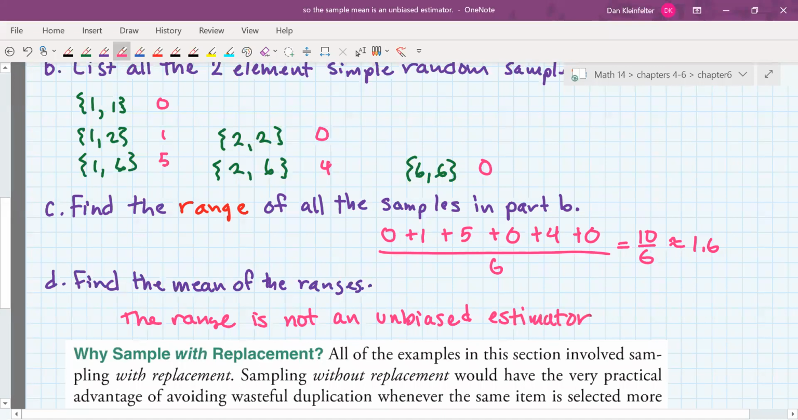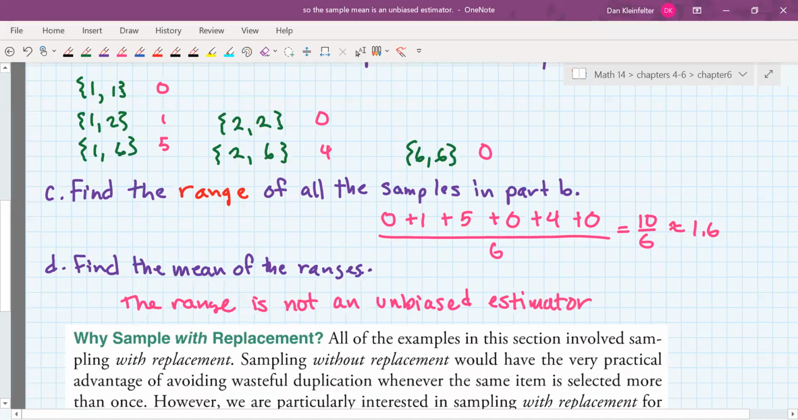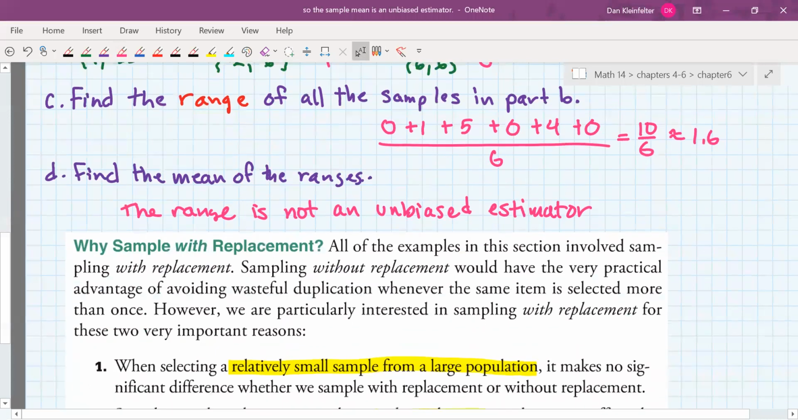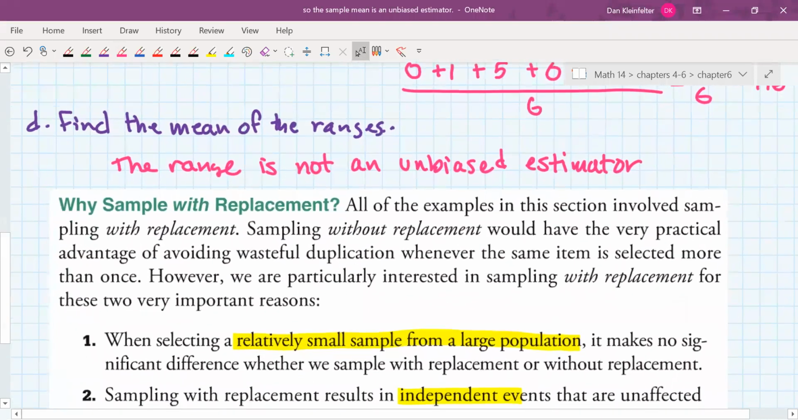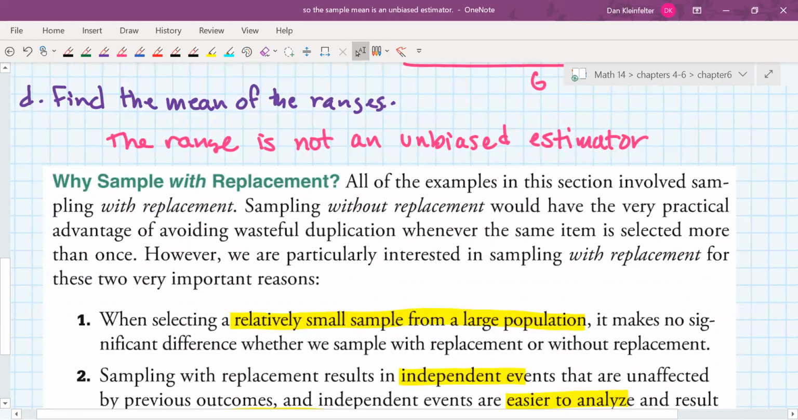The mean was an unbiased estimator. Okay. All right, some more words. All the examples in this section use sampling with replacement. We talked about both sampling with and without replacement in chapter 4. Sampling without replacement has a good practical advantage of avoiding duplication whenever the same item is selected more than once.